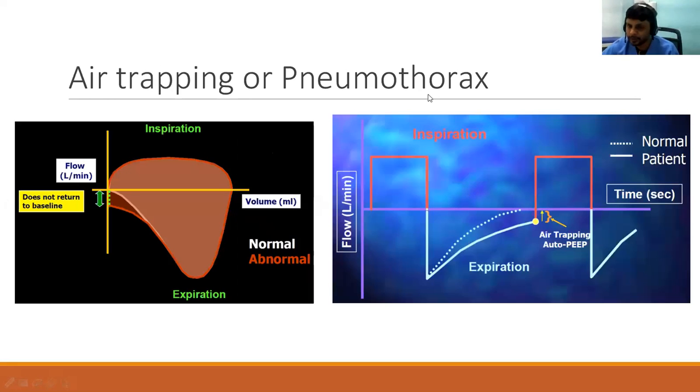Air trapping or pneumothorax is the second important thing that we see. This is a very important thing when we are using very high parameters for a small baby, or very high parameters for a mass PPHN scenario.